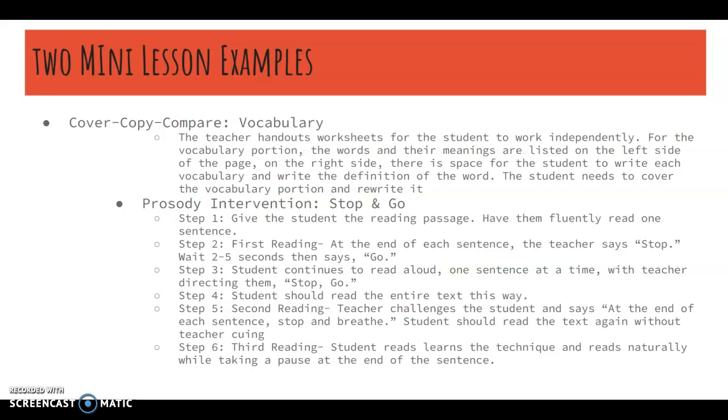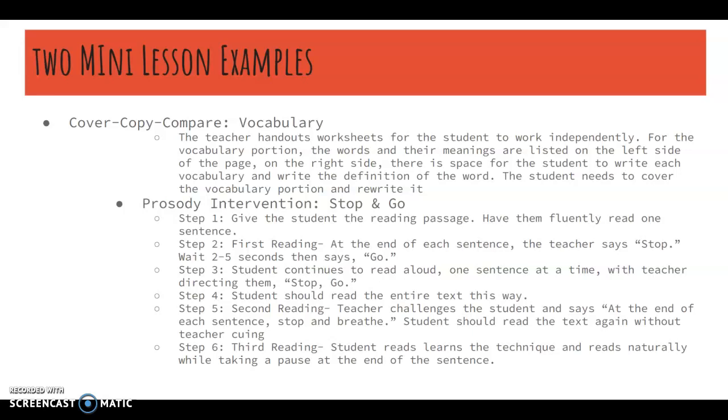The student continues to read aloud, one sentence at a time, and they should be able to read the entire text this way. The second reading, the teacher can challenge the student and say at the end of each sentence, stop and breathe. And the student should read the text again without teacher cueing. The third reading, the student learns the technique and naturally takes a pause at the end of each sentence.